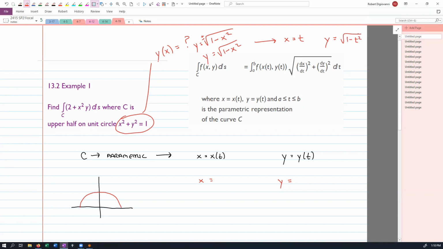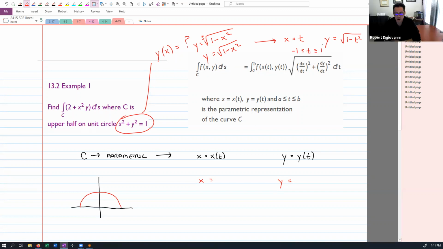Exactly. Yeah, we could do that. That would draw it. And what would our restriction on t be? It would be between -1 and 1. Between -1 and 1, because t is really x. I agree. That would work. Now, is that the most efficient thing?